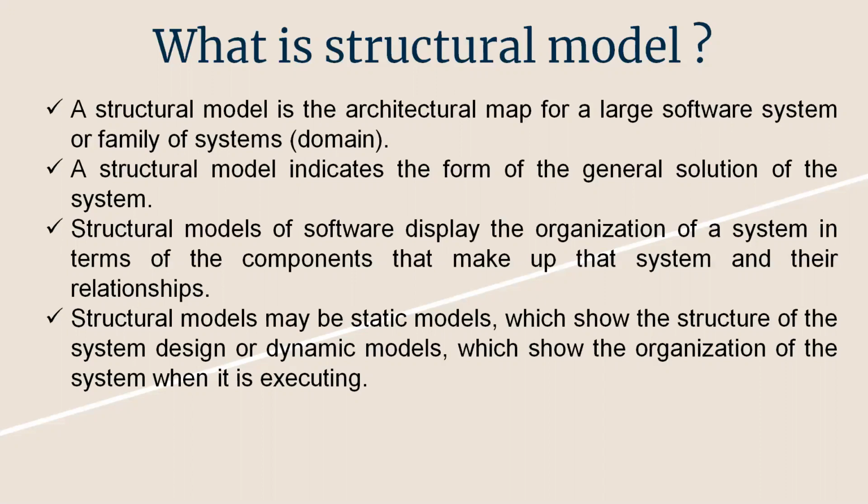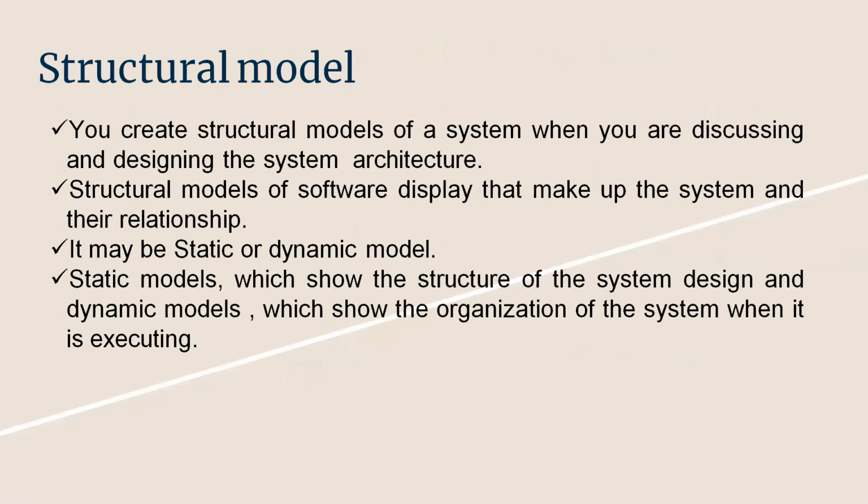A structural model shows the organization's components, classes, and their relationships. Structural models may be static models, which show the structure of the system design, or dynamic models, which show the organization of the system when it is executing. So basically, structural model shows both types of models, static or dynamic.